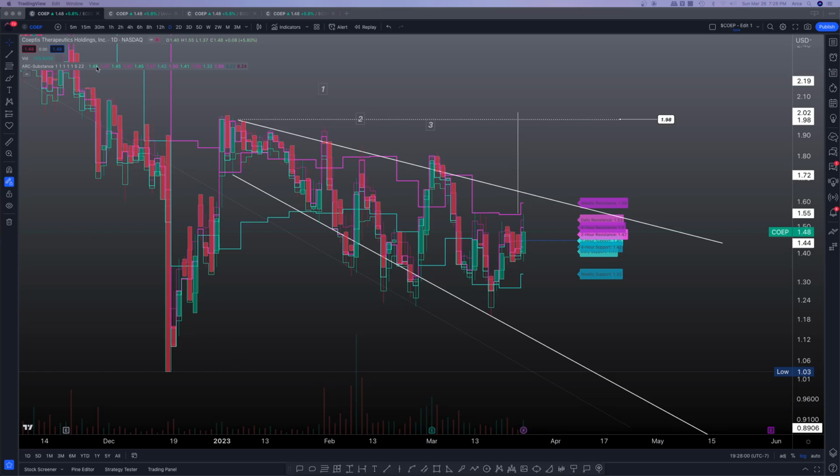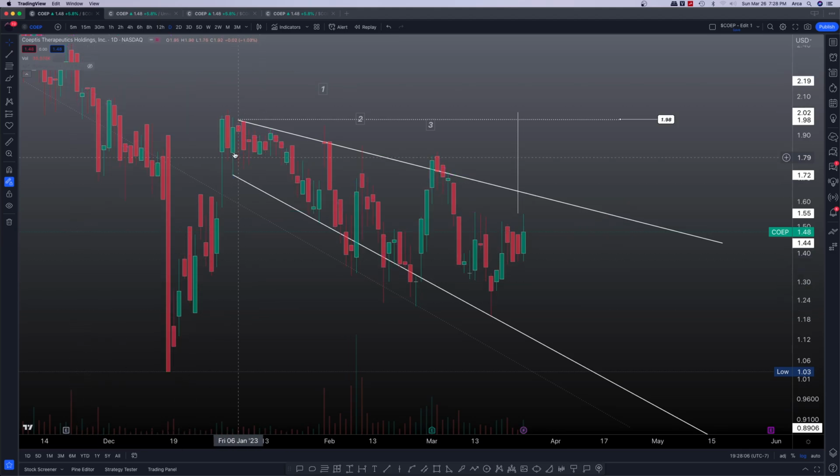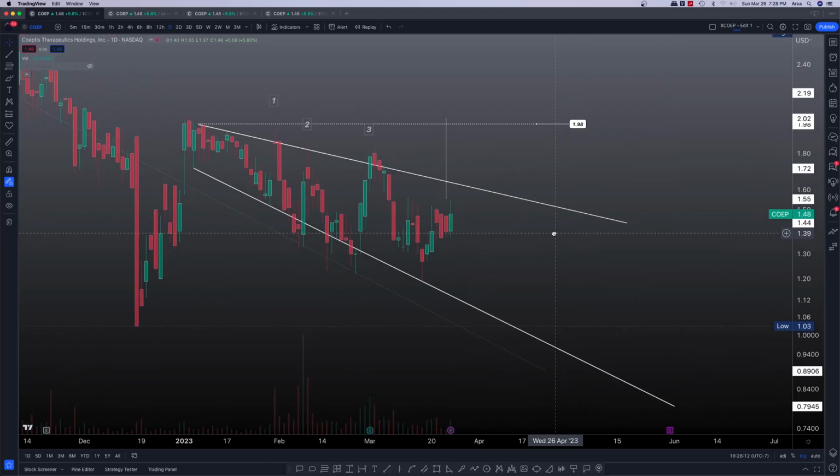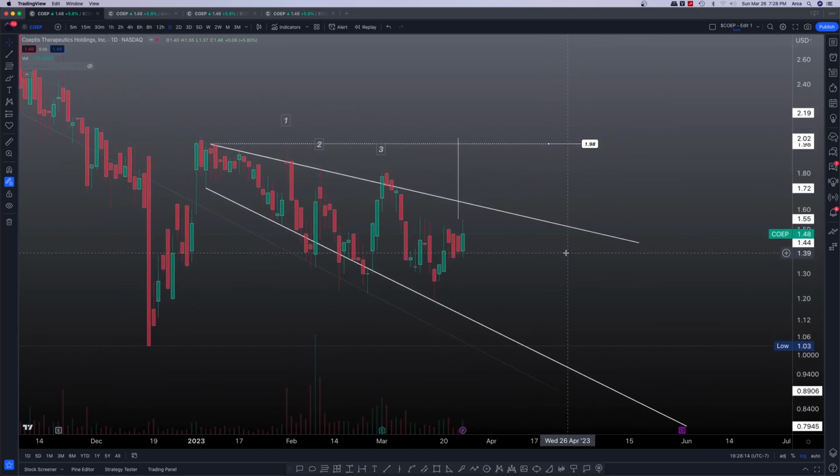All right, so let's start off with the basics. First of all, let's block out the substance indicator. Okay, so we are looking at a broadening descending wedge on the daily time frame here. So already a good time frame for a potential reversal. And why are we talking about reversal already?